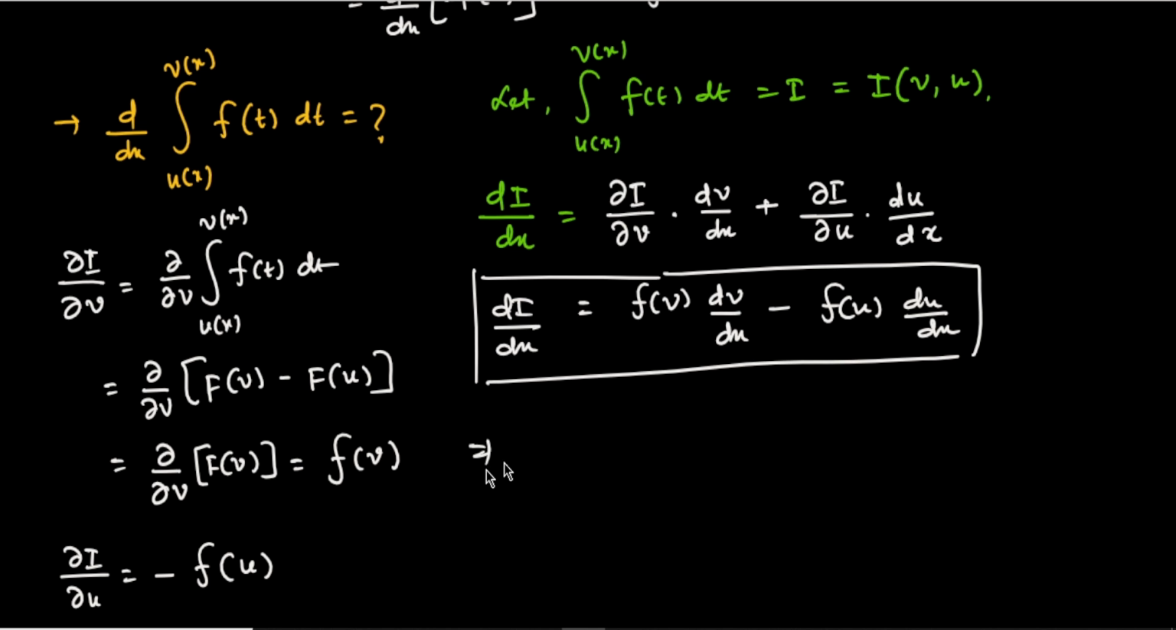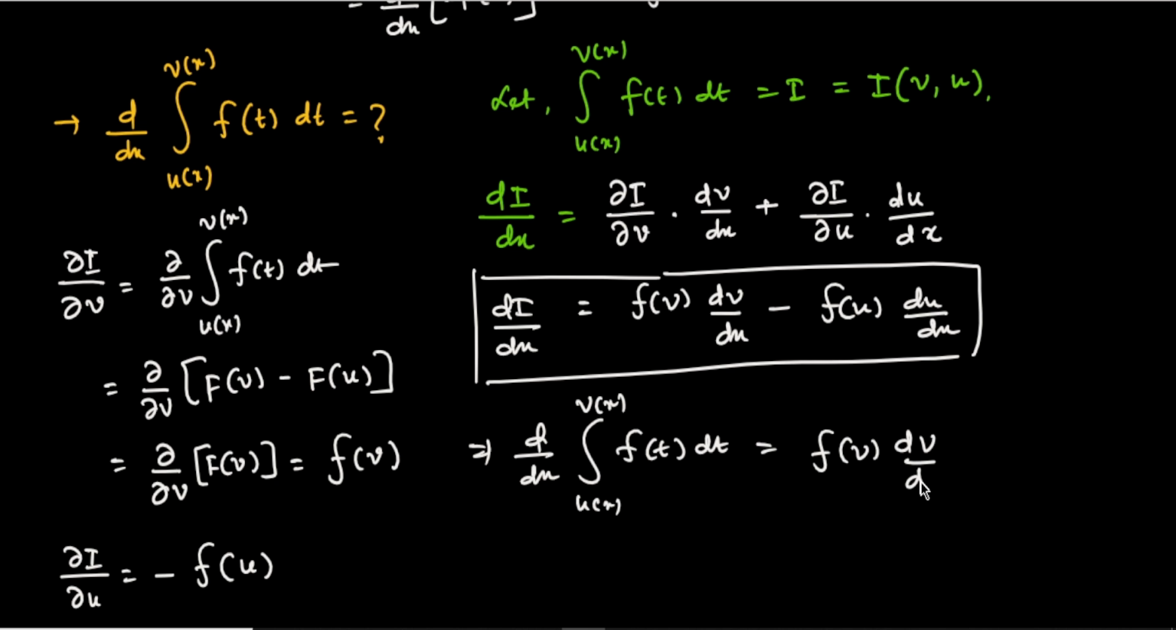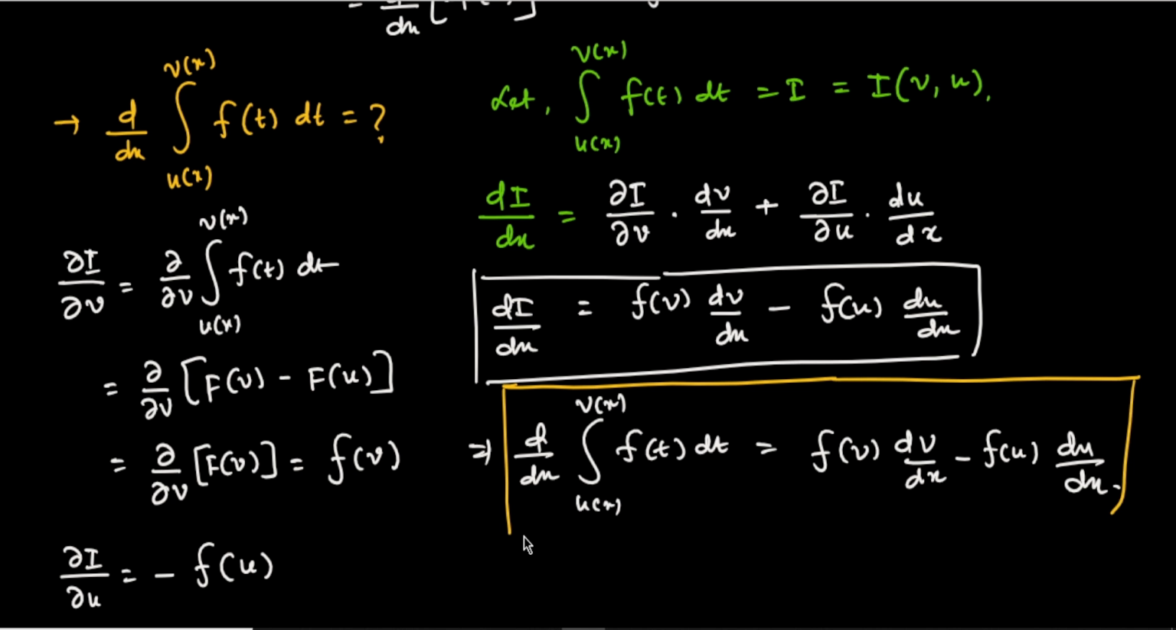So we are substituting the value of I, then it gives us the integral from u of x to v of x of f of t dt, which equals f of v times dv by dx minus f of u times du by dx. So this is an important formula for us. We will use it later.